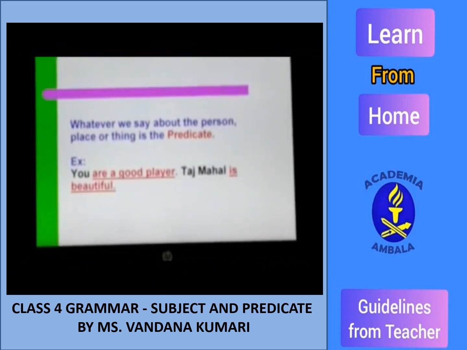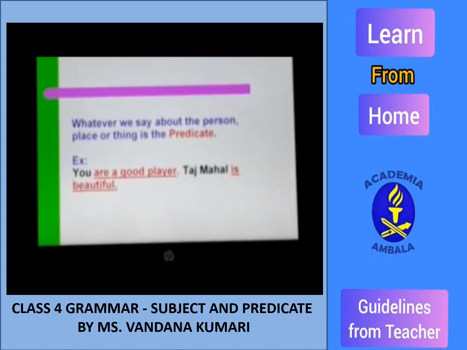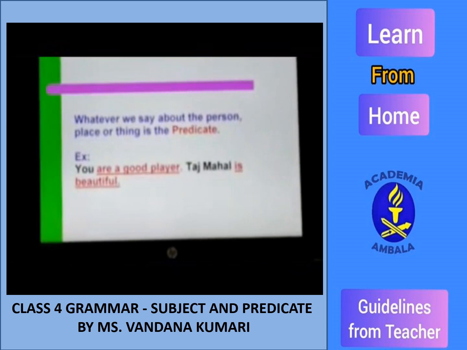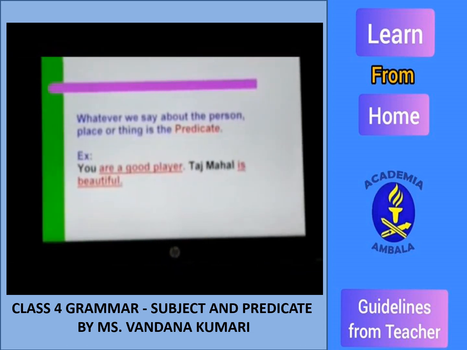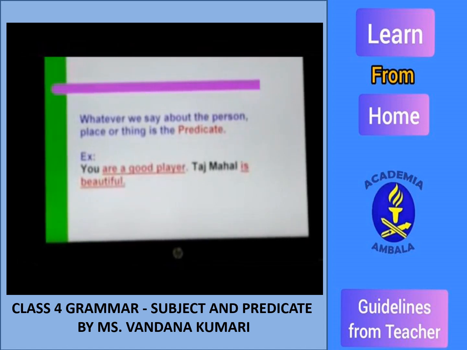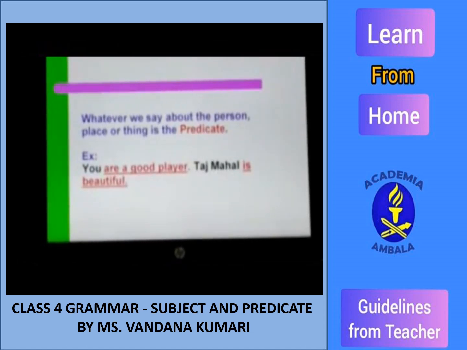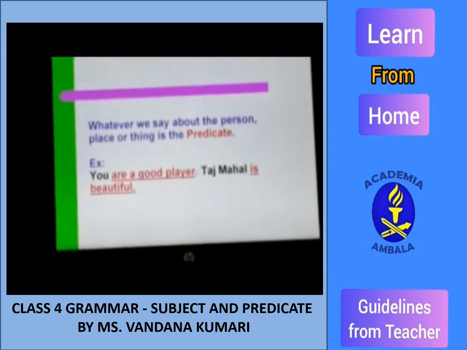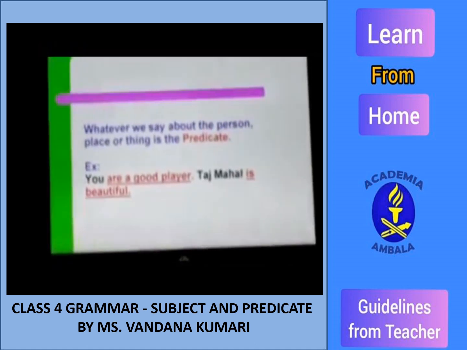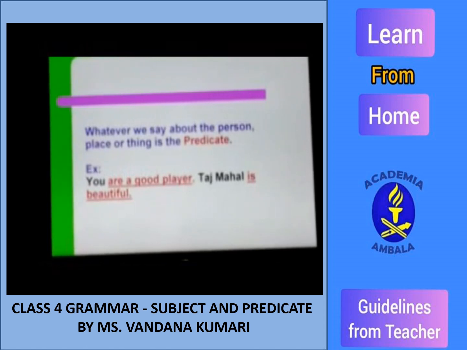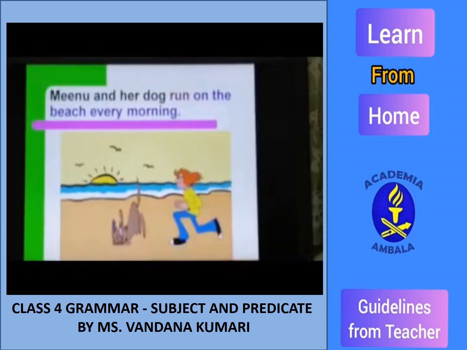Example: You are a good player. Taj Mahal is beautiful. In these two sentences, you can see the underlined words. Here, what we are talking about is the subject. You: that is the subject, and "are a good player" is the predicate. What we are talking about is Taj Mahal, so "is beautiful" is the predicate in the sentence.